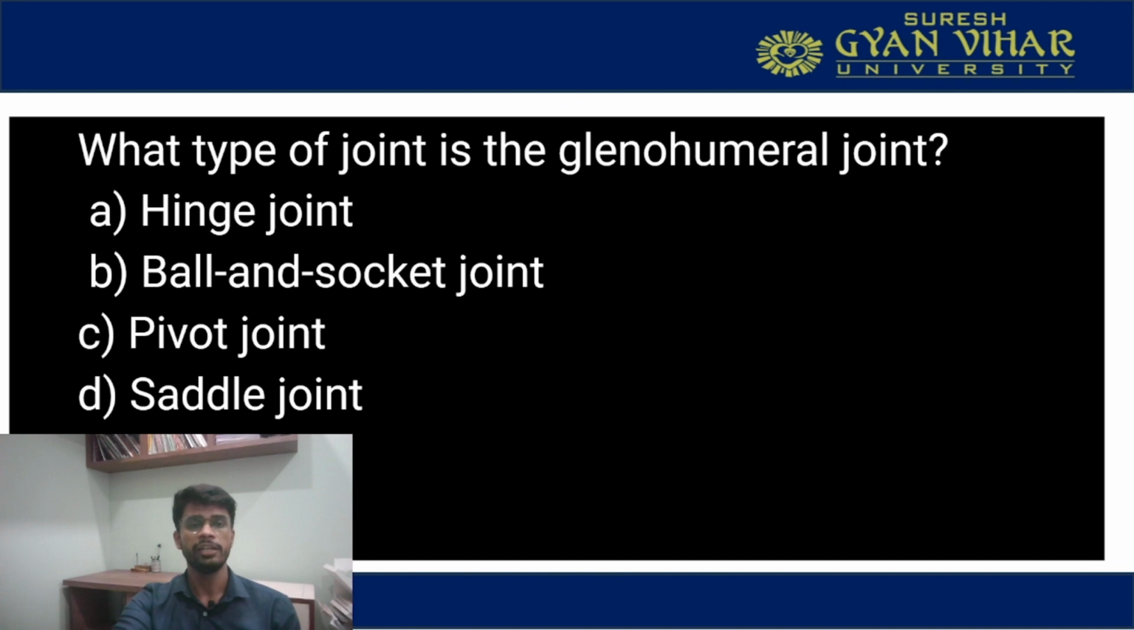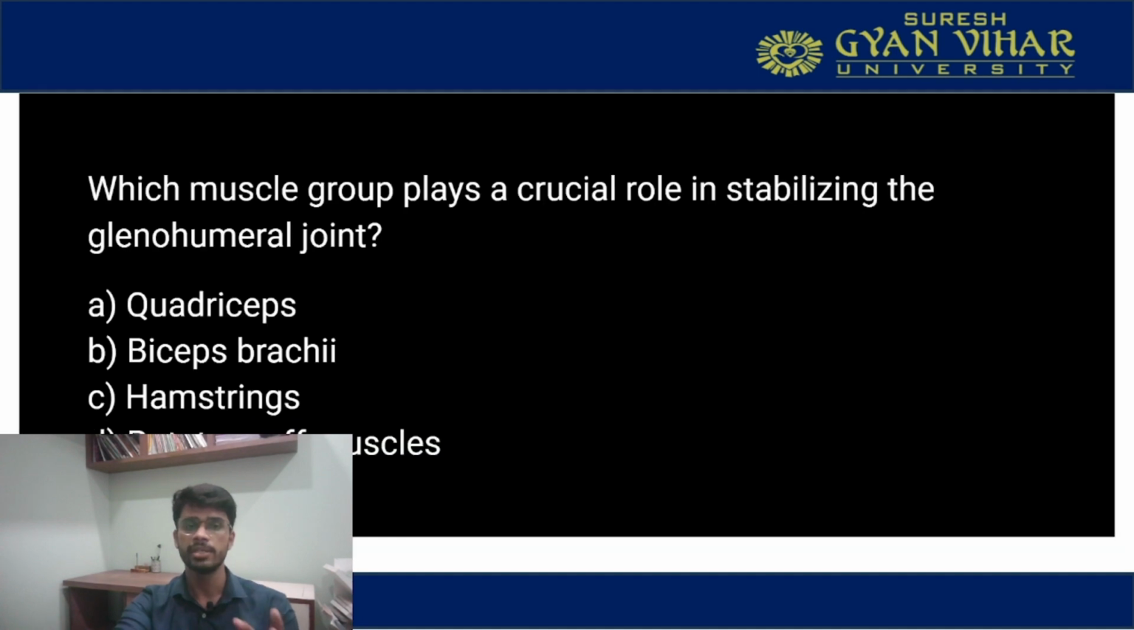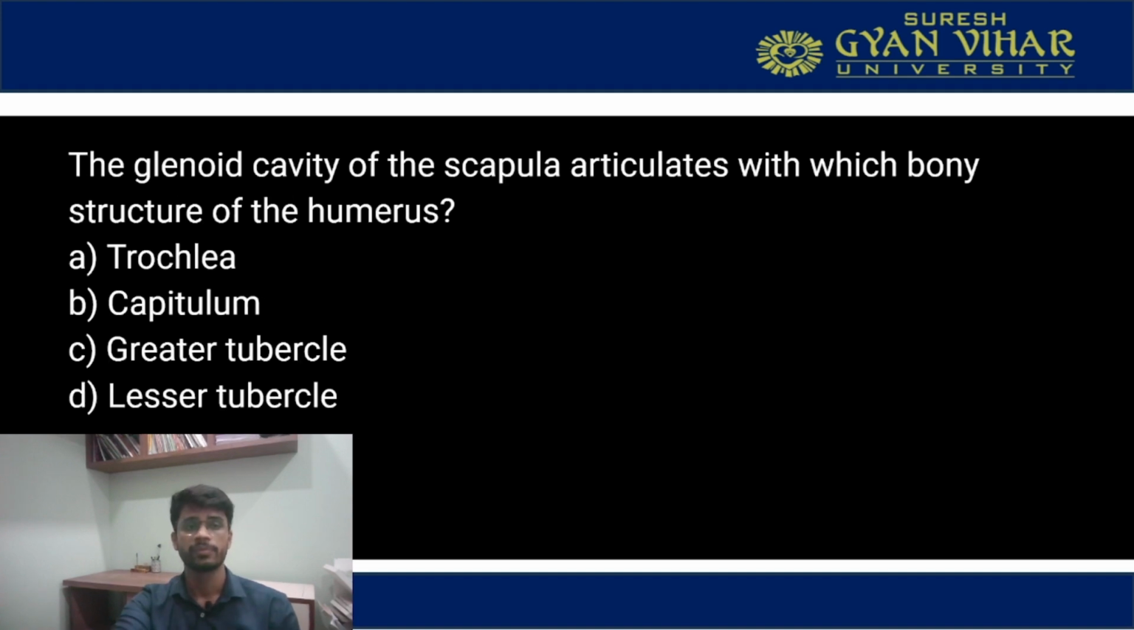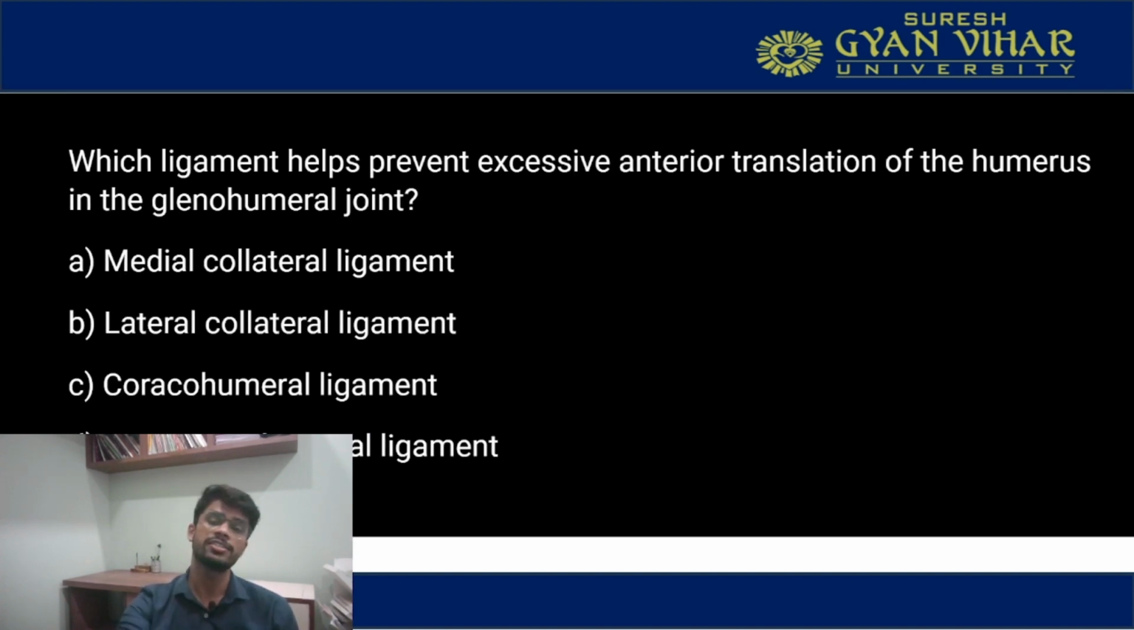Before ending today's slide, there are some questions for you. First question: what type of joint is the glenohumeral joint? You must answer amongst these options in the comment section. Other question: which of the following movements is not primarily associated with the glenohumeral joint? These are very easy questions, I must say. You should answer them in the comment section. Third question: which muscles play a crucial role in stabilizing the glenohumeral joint? Fourth question: the glenoid cavity of the scapula articulates with which bony structures of the humerus? Again, a very easy question. What is the primary function of the labrum in the glenohumeral joint? Which ligament helps prevent excessive anterior translation of the humerus in the glenohumeral joint?